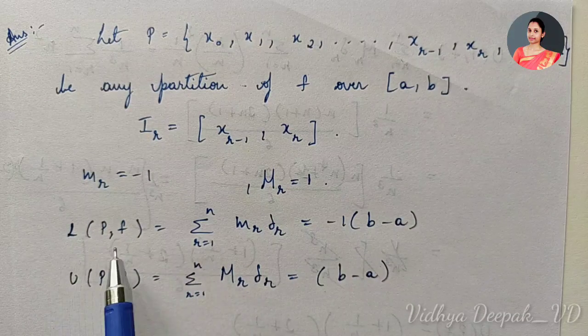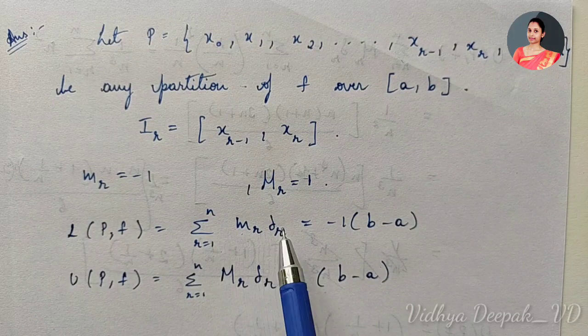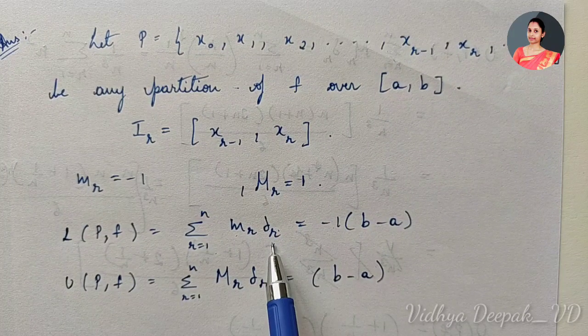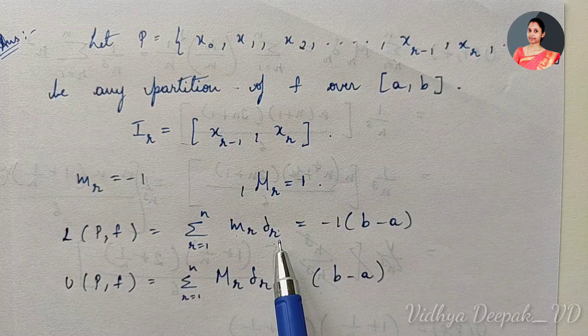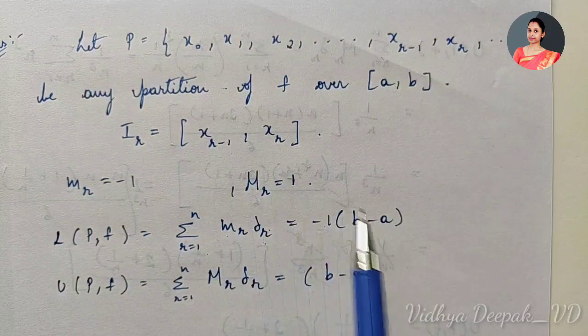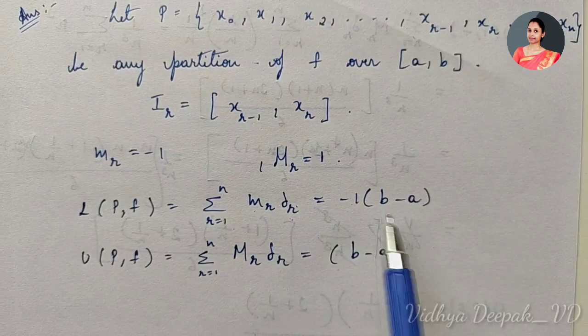And the LPF formula is sigma r is equal to 1 to n of mr delta r, right? So now the mr value is minus 1, and delta r is nothing but the length of the subinterval. So the length of the subinterval formula is b minus a. Here since it is all generalized, we can take it to be the formula itself, b minus a.